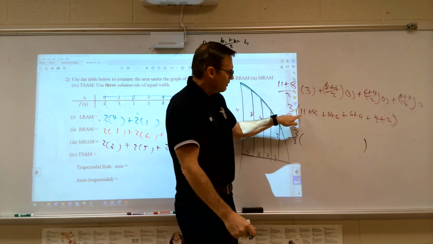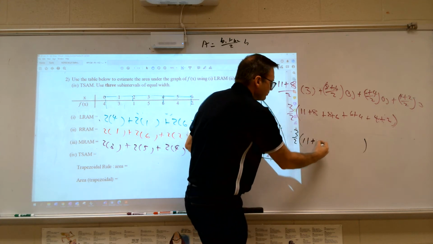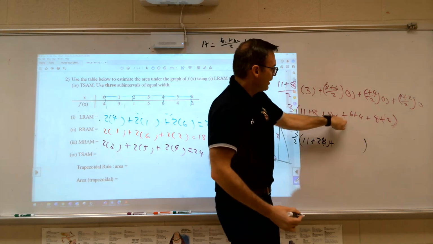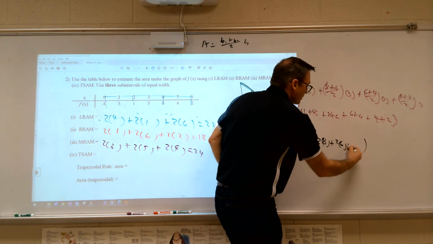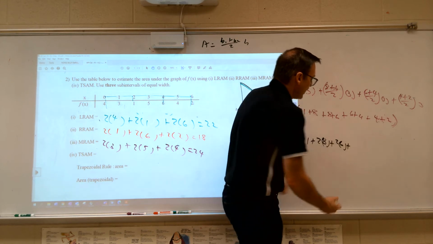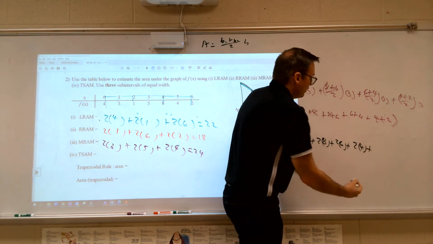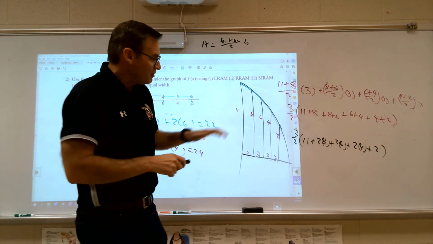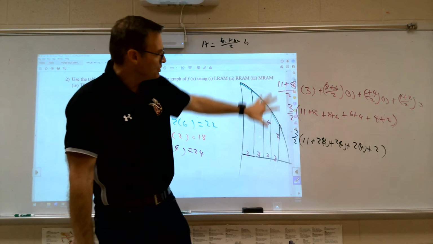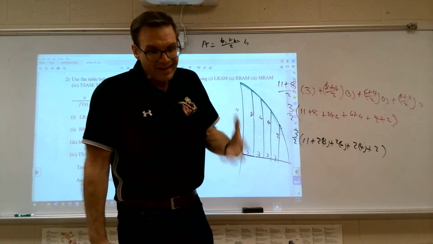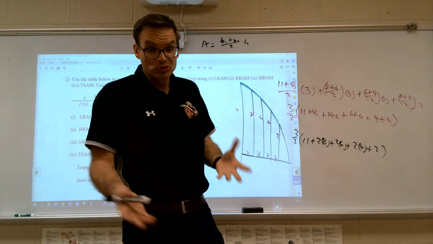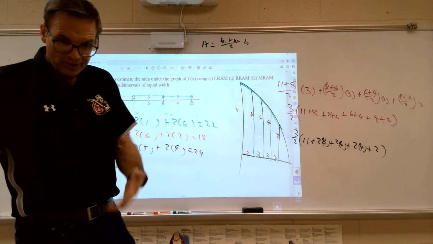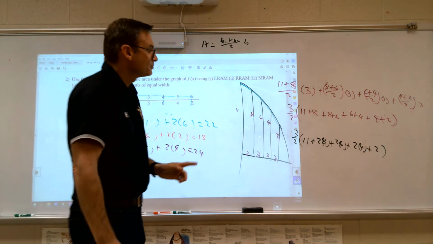And here's what I notice. I've got one 11, so I'll put 11 here. I've got 2 8s, so I'm going to put plus 2 times 8. I've got 2 6s, so I end up with a plus 2 times 6. I've got 2 4s, and then I've got a single 2. And now that I've done some manipulation of all these numbers, now I can actually introduce the trapezoidal rule, which is how you estimate the area under a curve using trapezoids.